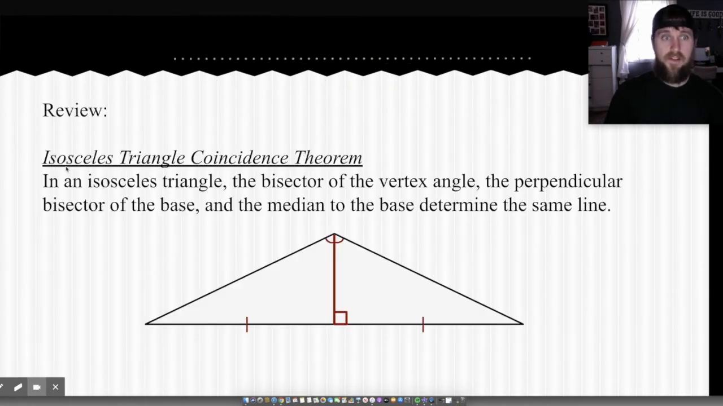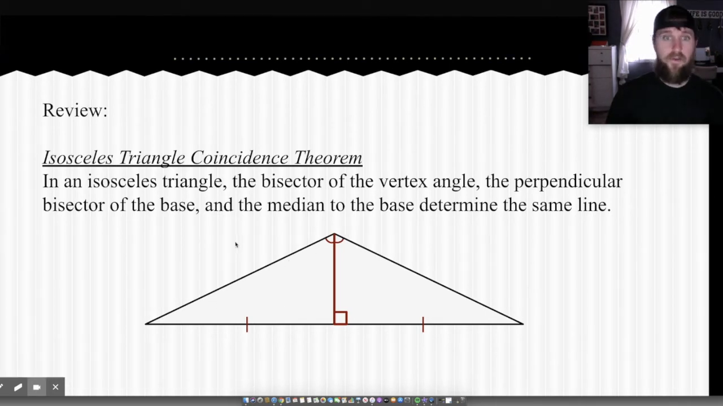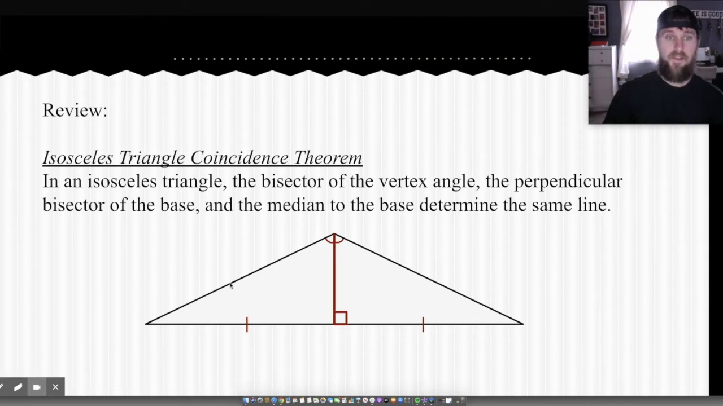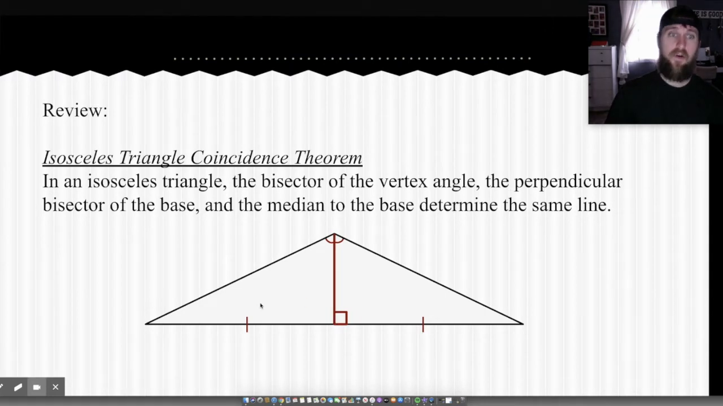Okay, the next theorem is called the isosceles triangle coincidence theorem. If we have an isosceles triangle, you see this picture right here, there's a lot going on, but look at the bisector of the vertex angle. If you don't remember from isosceles triangles, we have the base angles, which are those congruent angles, and the sides that are the same. If we bisect this vertex angle up here, a couple things happen. We are bisecting it, so those two angles are the same, but it also intersects the opposite side at 90 degrees, and it splits it in half.